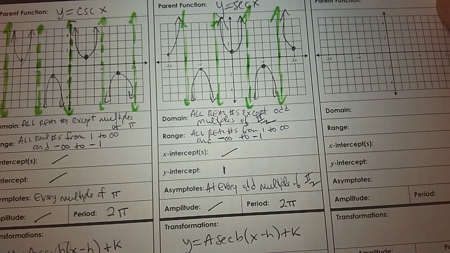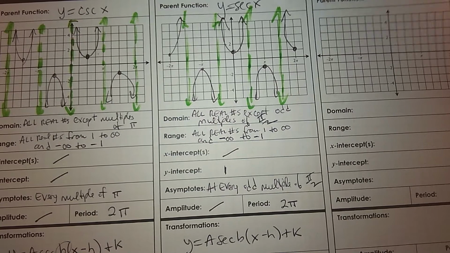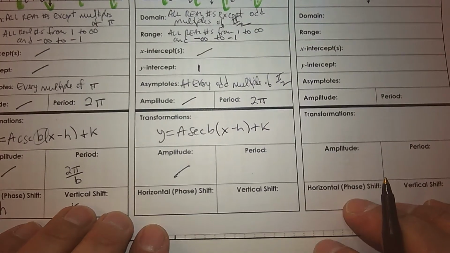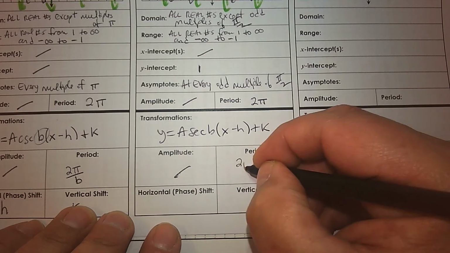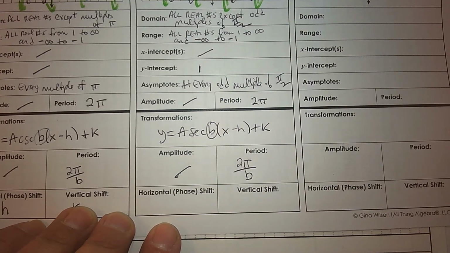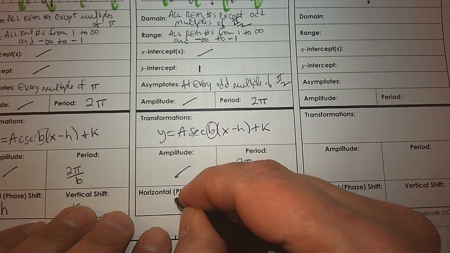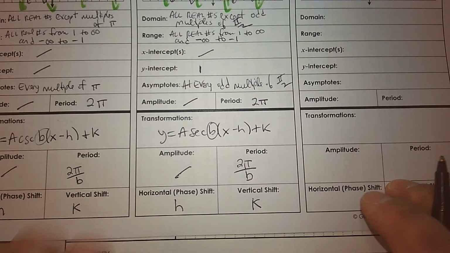When this function is being transformed, there is no amplitude. The period would start with 2 pi, and then you would undo if there's a number being multiplied inside. The horizontal shift or the phase shift is h, and the vertical shift is k.